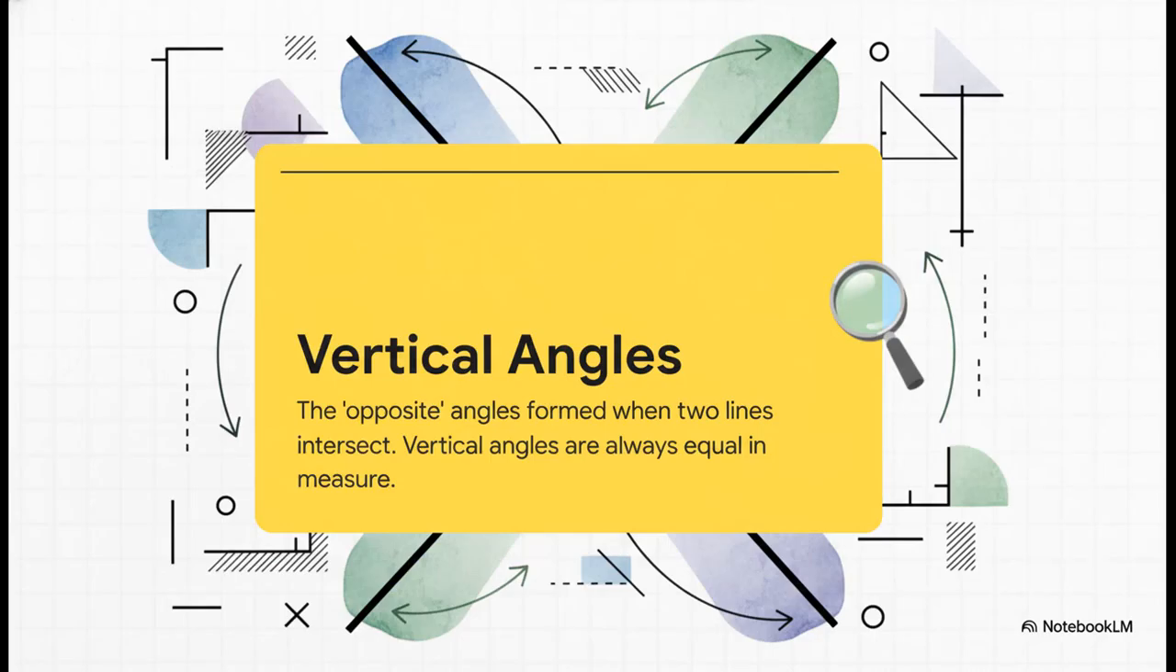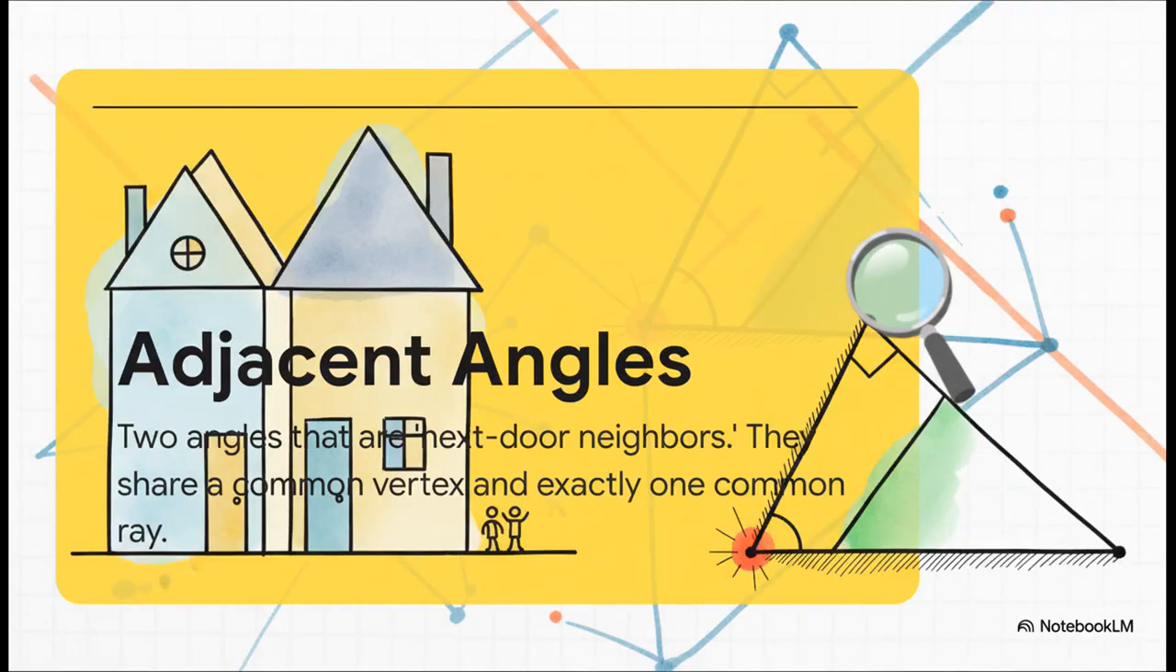Our third tool is a massive shortcut when you're dealing with intersecting lines. You know when 2 lines cross and make that classic X shape? Well, the angles directly across from each other, those are called vertical angles. And here's the magic rule, they are always, and I mean always, exactly the same. No exceptions.